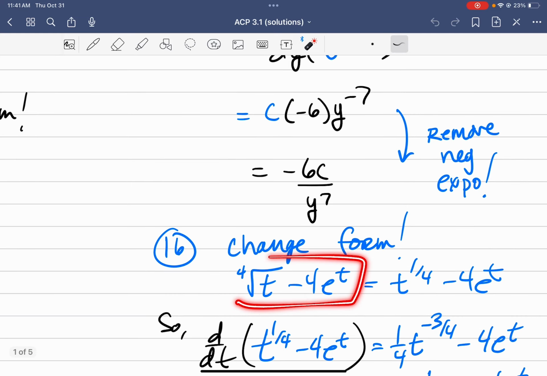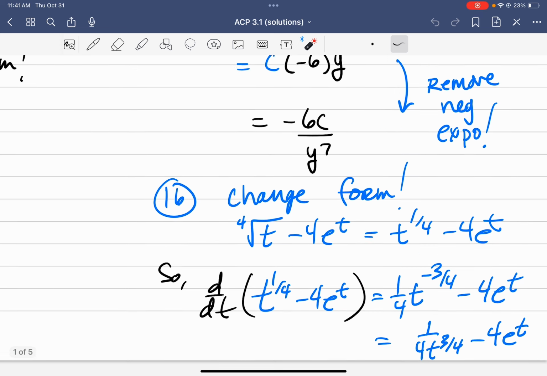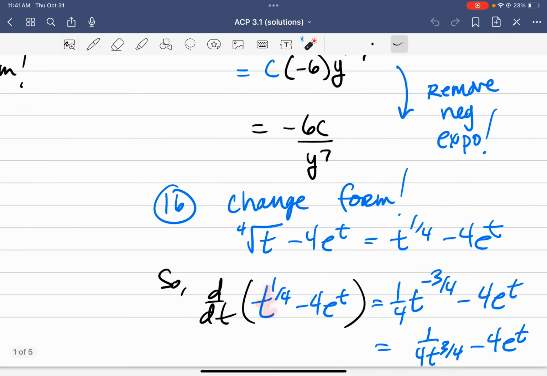Then if you ask me to take the derivative of this, I change the form. I do not have a radical derivative tool, so I rewrite it as t to the 1/4, which would be the same as the 4th root. So now I'm taking the derivative of that function. So derivative of t to the 1/4 is bring down the 1/4 and then subtract 1 from the exponent of 1/4 and you get negative 3/4.